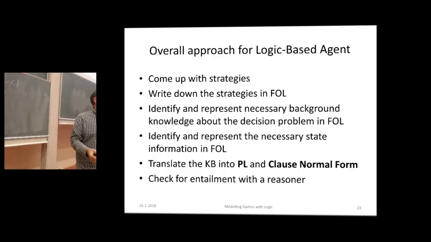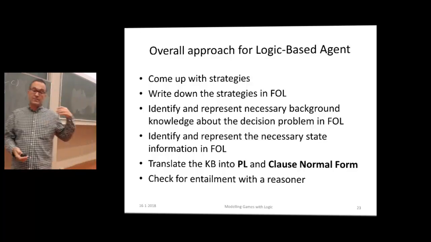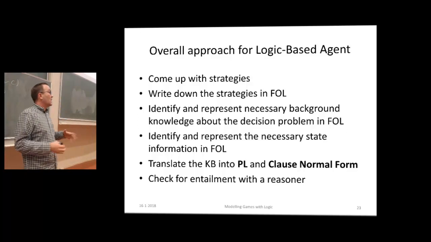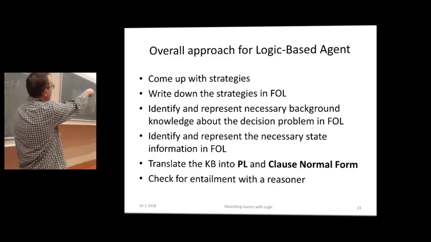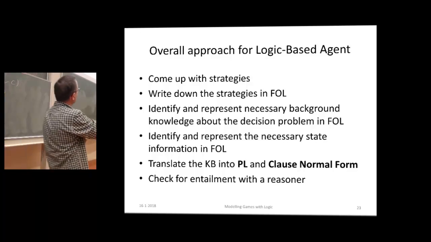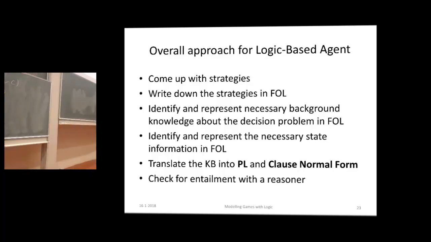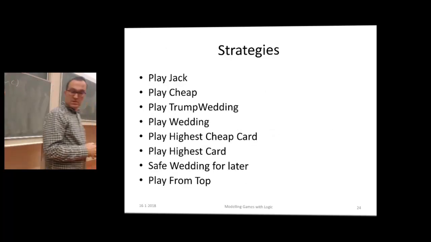And then we write down the strategy in first order logic. We translate it into propositional logic after we've given all the background knowledge, all the structural knowledge about the game, and then we translate the knowledge base into propositional logic conjunctive normal form. We add the negation of what we want to check, whether things are entailed, and then we check entailment or unsatisfiability in this case with a reasoner. So that's the shopping list.